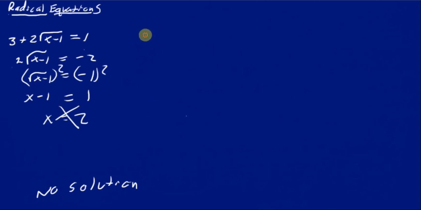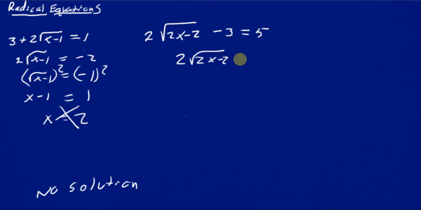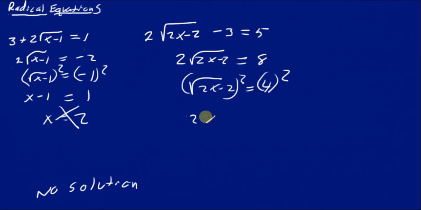Okay, now one that does work. 2 times the square root of 2x minus 2 minus 3 is equal to 5. So we're going to add the 3 over. And that's going to give me 8. Divide by 2. And you're going to get a 4. And now we need to square both sides. So I get 2x minus 2 is equal to 16.